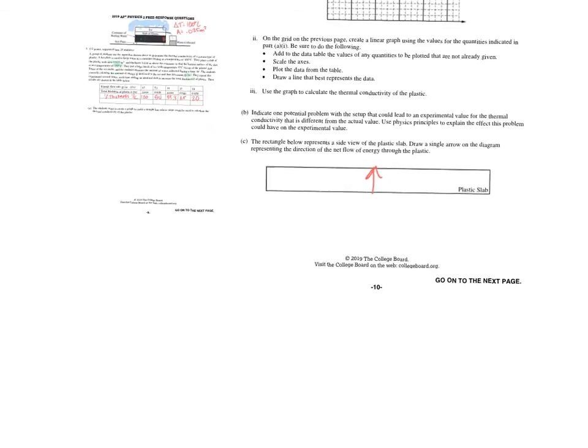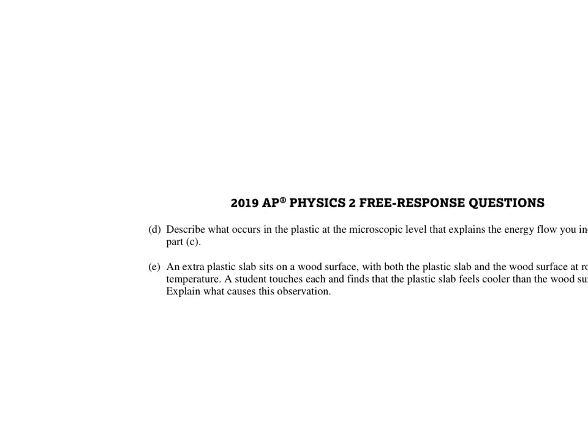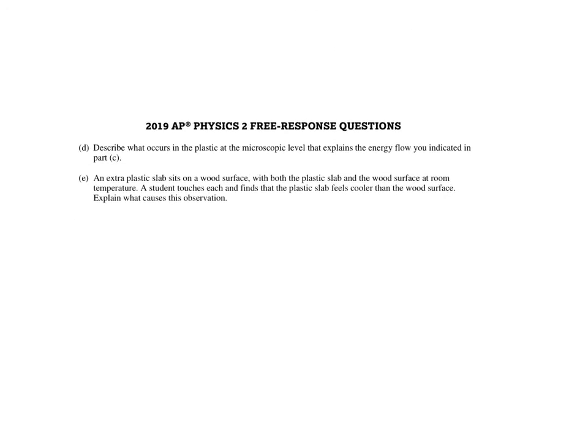Let me get down to the next part, D and E. In part D, they say, describe this at a microscopic level. Well, you have this hot plate that's going to be wiggling its atoms very, very quickly. They're just vibrating back and forth very fast. And then that piece of plastic, right at that interface, these fast-moving particles from the hot plate are going to be bouncing into the particles of plastic, and that starts to excite them and get them moving faster and faster and faster.